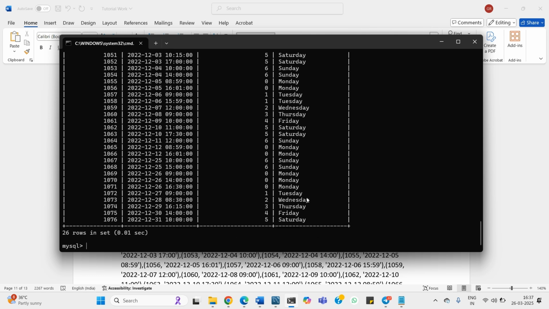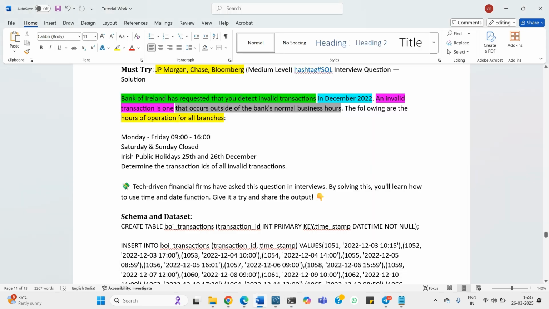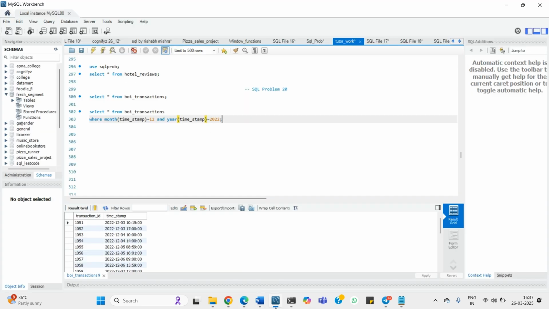So that's how it gives a number. In the problem statement they have said Monday to Friday. So what we'll do is we'll put an AND and just write a statement where the time of timestamp. We can see we can just filter out using the timestamp today.